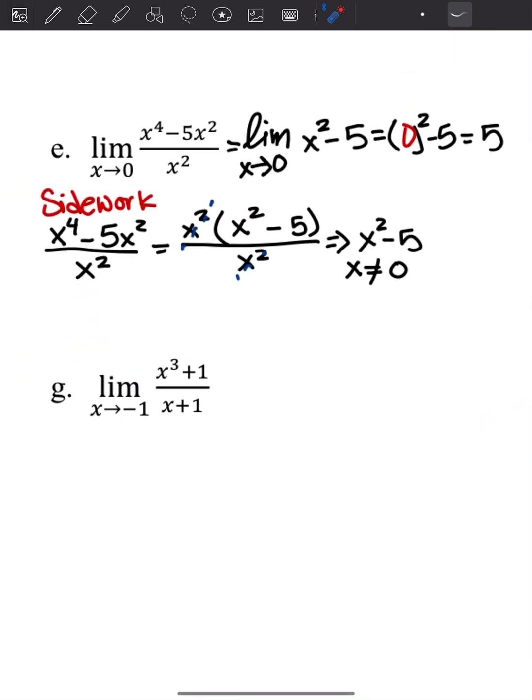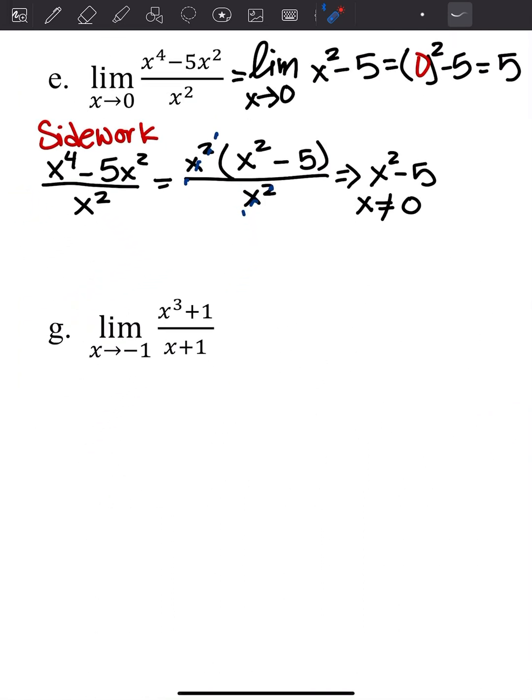Okay, we have one more problem here, which is the limit as x approaches negative 1 of x cubed plus 1 divided by x plus 1. So here's the thing. If I were to plug in, negative 1 cubed gives me negative 1, negative times a negative times a negative. And if I were to add 1 together, that gives me a 0. Negative 1 plus 1, also 0. So we have indeterminate form here again, which means that we need to do something else. We have to try something else.